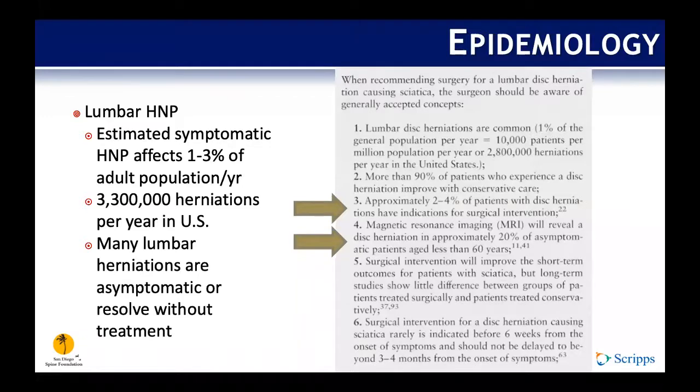Lumbar has been studied a little bit more frequently and more thoroughly, and they estimate, depending on where you're looking, somewhere between 1 to 3% of the adult population per year is affected by a symptomatic lumbar disc herniation, which, if you do the math, equals about 3 million disc herniations per year. It's also worth emphasizing, and this is part of the assumptions from a McCullough paper that we'll be looking at later, that in addition to these symptomatic ones, 20% of people less than 60 years will have asymptomatic disc herniations as well.